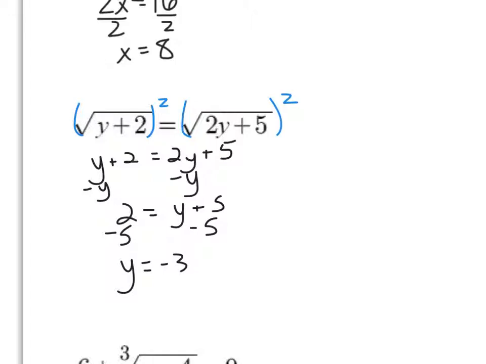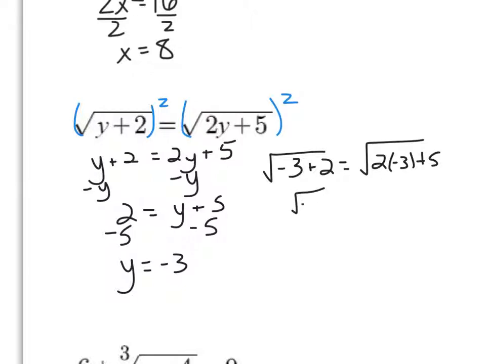Now we're going to check and see if that works. So square root of negative 3 plus 2 equals square root of 2 times negative 3 plus 5. On both of these, I'm going to get square root of negative 1. When we're doing these, we don't want any i's, so we're going to say this is no solution. We want only real numbers, nothing with an i.